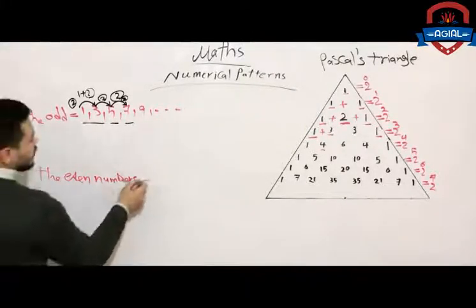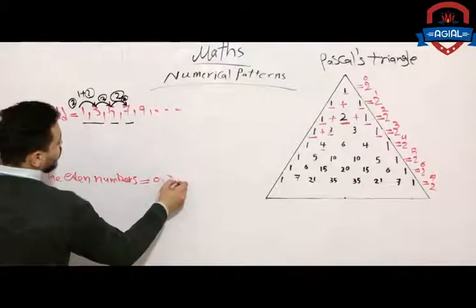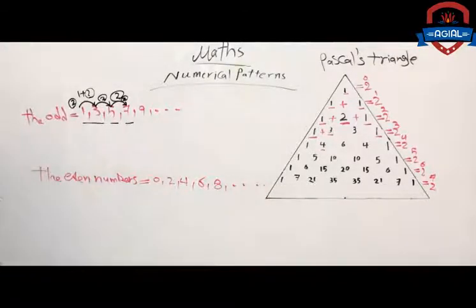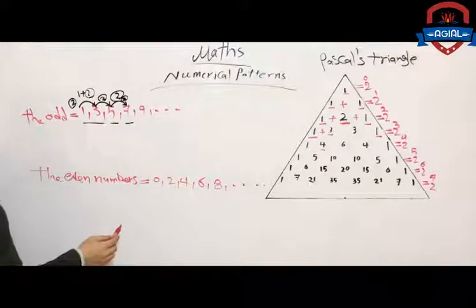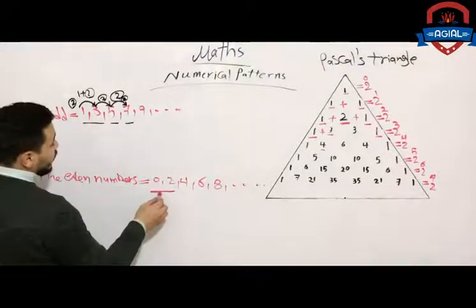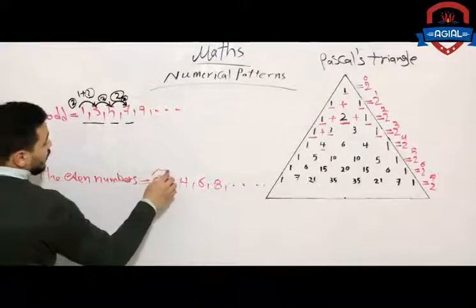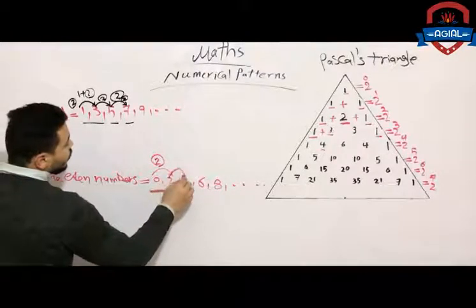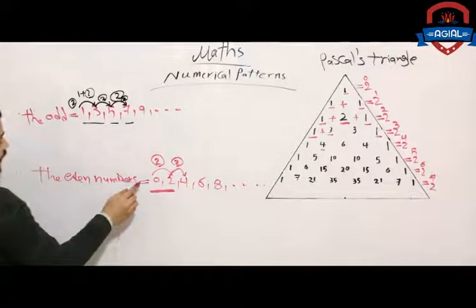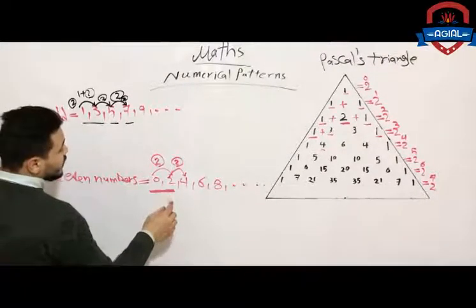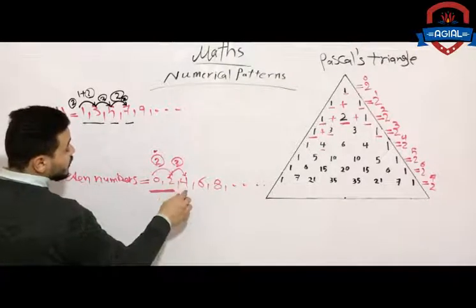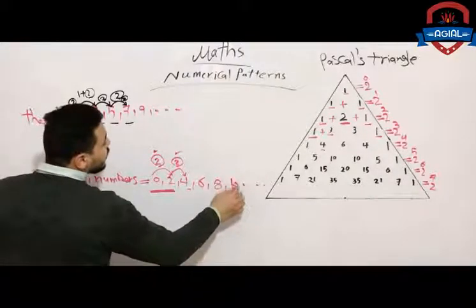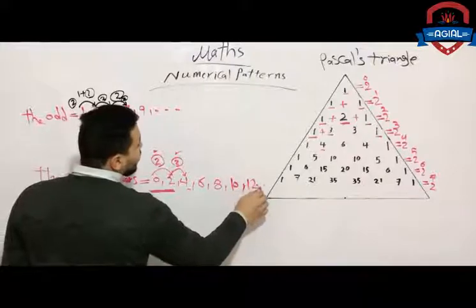the even numbers are 0, 2, 4, 6, 8, and so on. We have here a numerical pattern, and its rule is from 0 to 2 we add 2, and from 2 to 4 we add 2. Each number is more than its predecessor by 2. So after 8 comes 10, and after 10 comes 12, and so on.